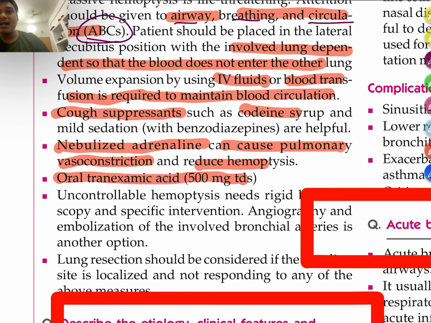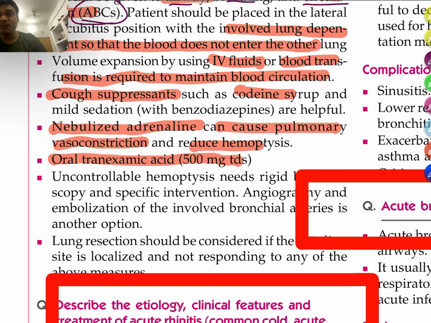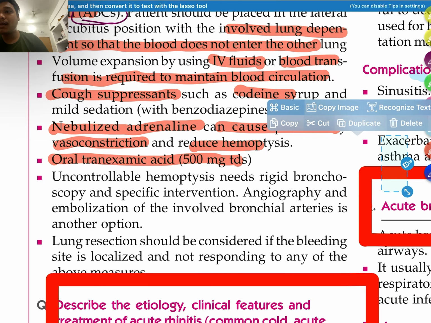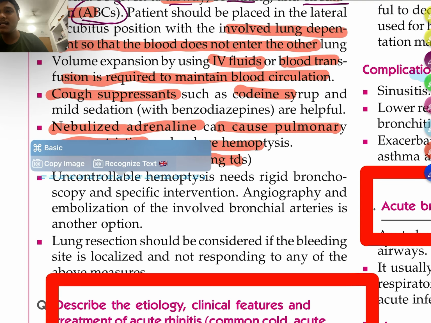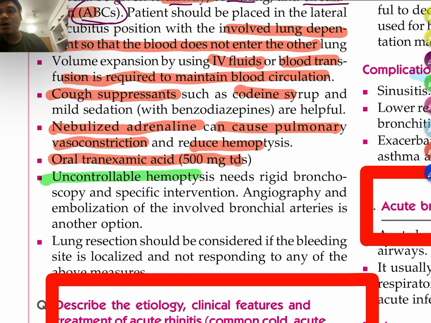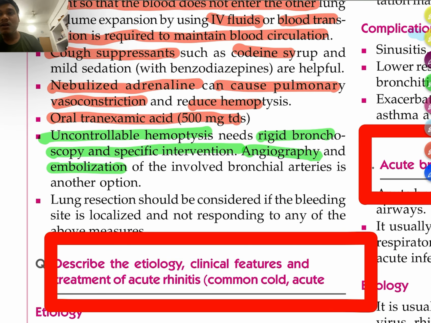Next, tranexamic acid also stops the bleeding. In case of uncontrolled hemoptysis, rigid bronchoscopy and a specific intervention need to be done, like angiography as well as embolization. Lung resection should also be considered if the bleeding is from a localized site or not responding to any of the above measures.